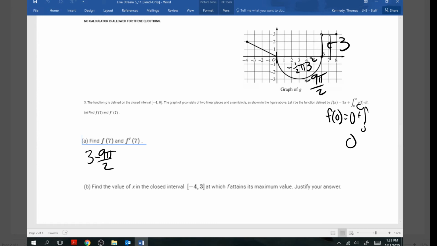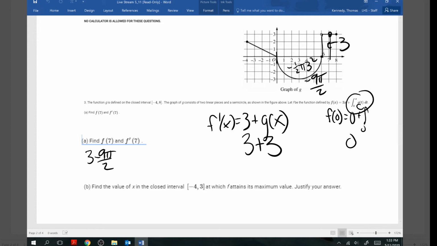Okay, f prime of 7 is just the value of the graph at 7, kind of, because f prime of x is the derivative of 3x, which is 3, plus the integral from 0 to x. Wait, no integral. We're taking the derivative of the integral, so we're just getting g of x. So it's 3 plus g of x. G of 7 is 3, so it's 3 plus 3, which is 6.